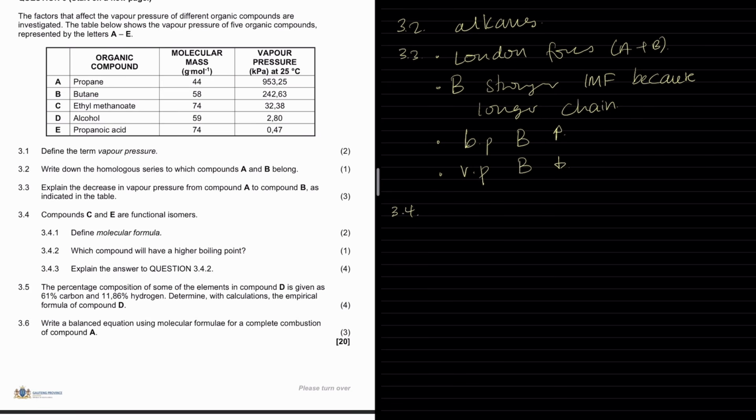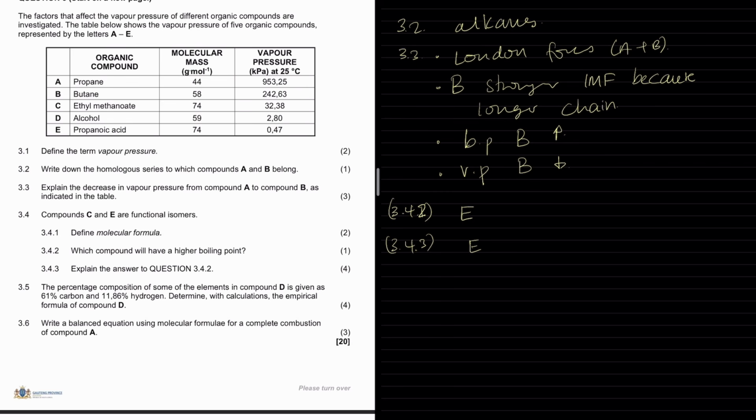Question 3.4.1. Compounds C and E are functional isomers. So C and E, ethyl methanoate and propanoic acid. Define molecular formula. Okay, we leave that out. 3.4.2. Which compound will have a higher boiling point? So ethyl methanoate or propanoic acid? It's going to be E, propanoic acid. And 3.4.3 wants us to explain why.